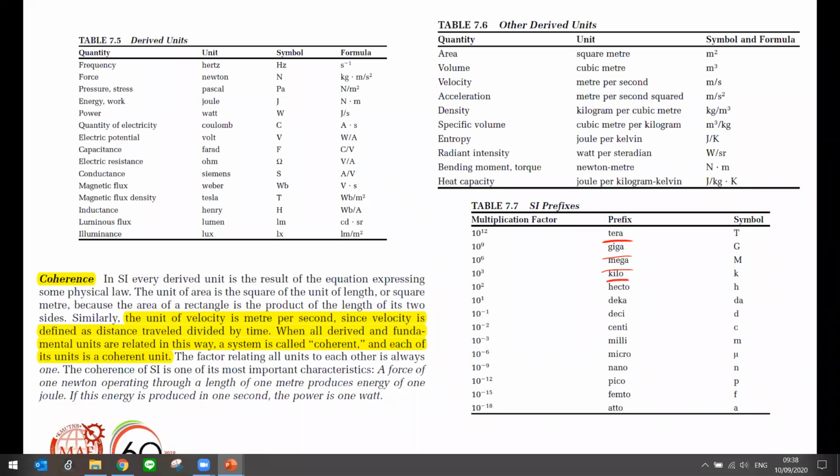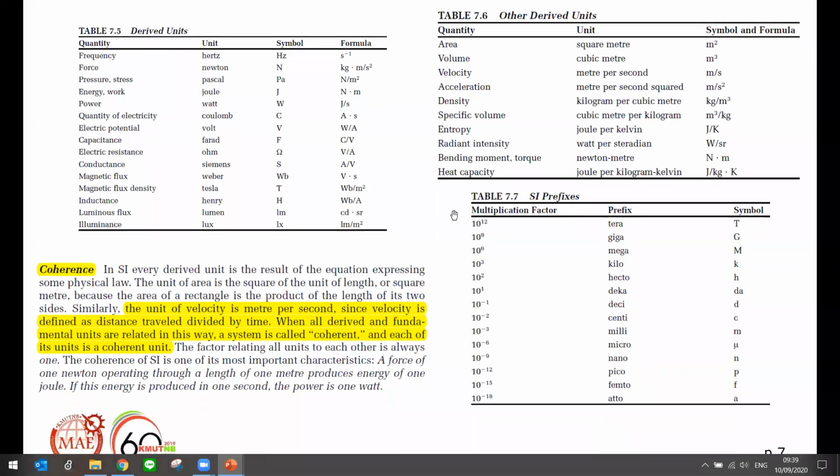And for the negative side, we have milli, micro, nano, pico, femto, and atto. This is the one that we use. In mechanical, right now, we use up to nano. Okay, next.